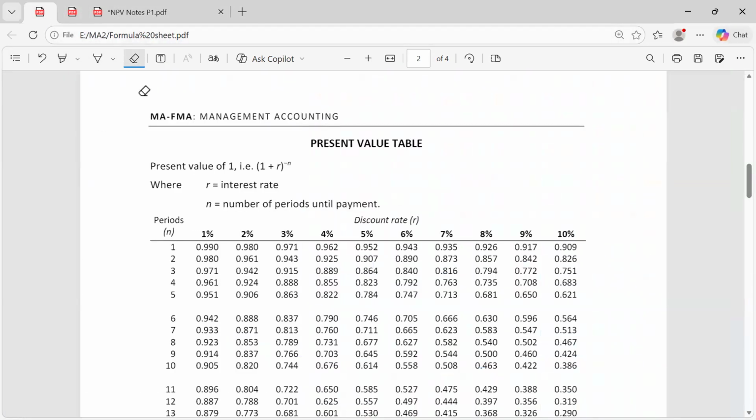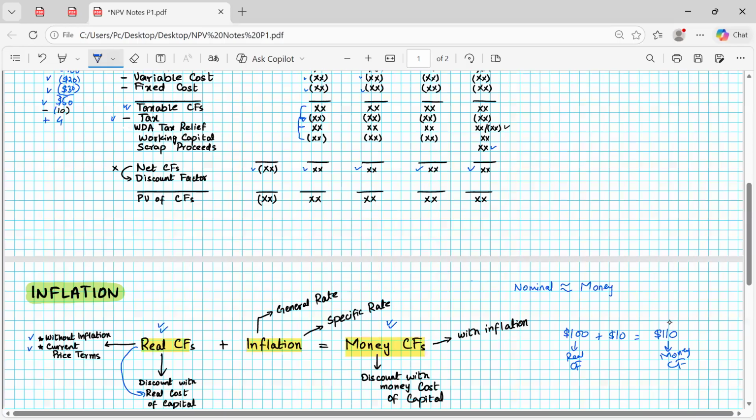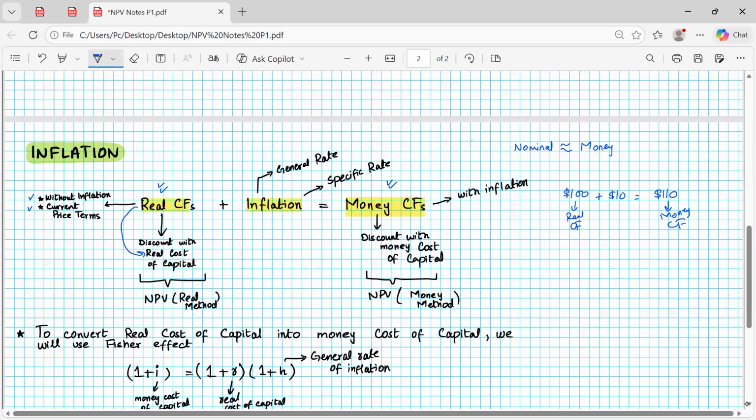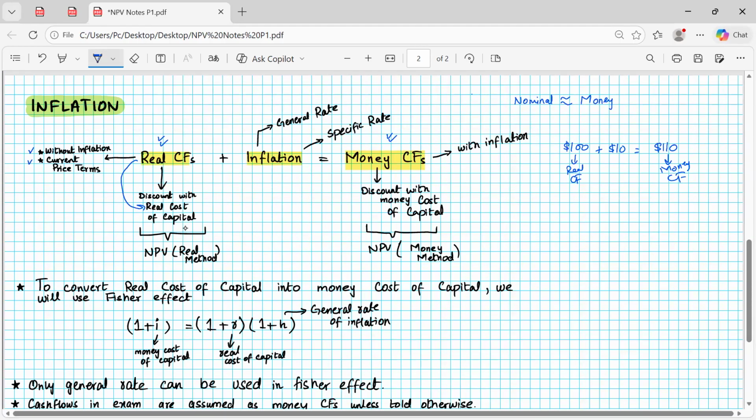We have the table here. By looking at the table, whatever the percentage is, you will follow the discount factor for that percentage. If you are calculating NPV using the real method, you have to take the real cost of capital to discount the future values into the present value. Similarly, if money cash flow is in the question and you have to calculate the NPV using the money method, then you have to discount the cash flows with the money cost of capital.